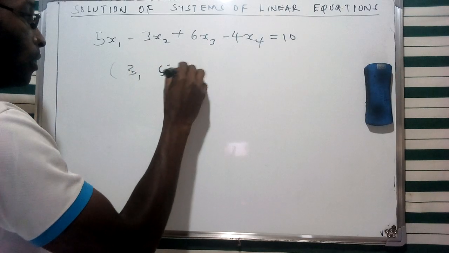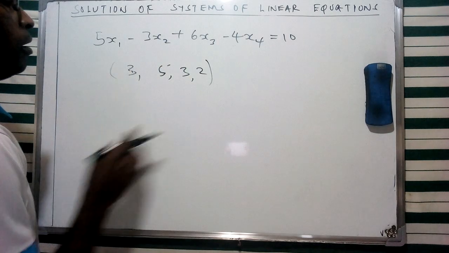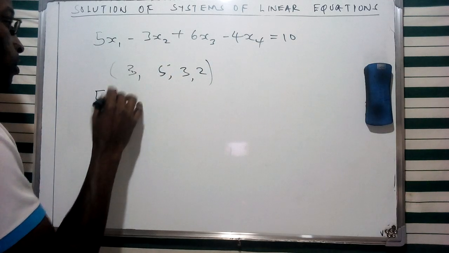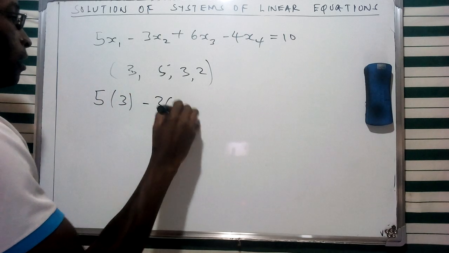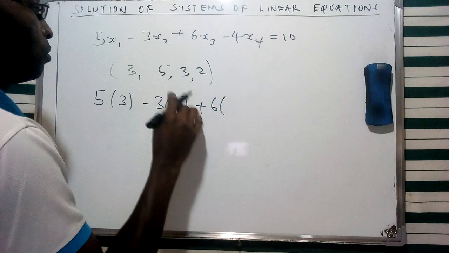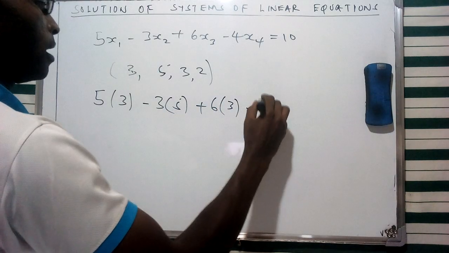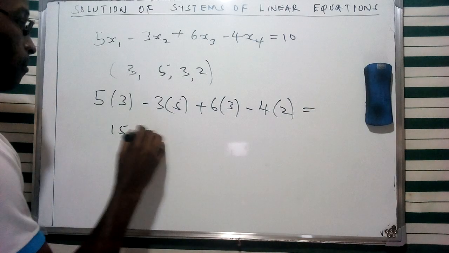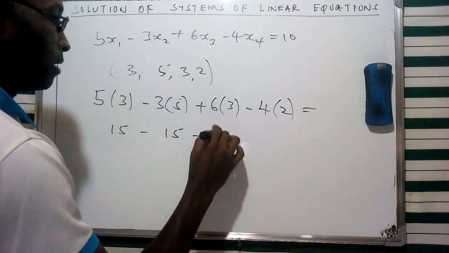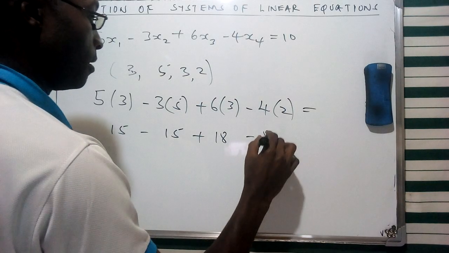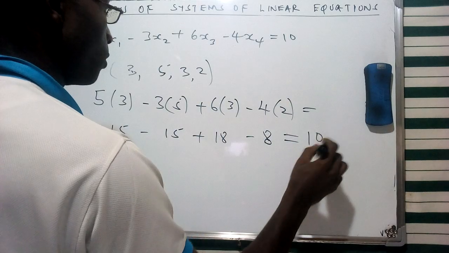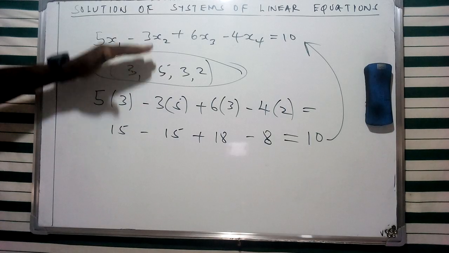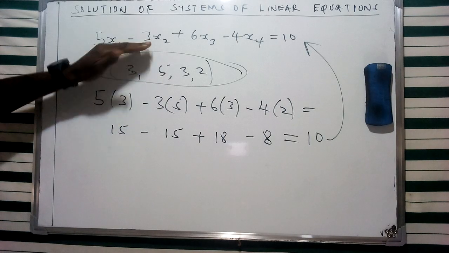Now, in this case, if we take this one as a solution of this specific linear equation, then we're going to confirm that by doing a substitution: 3 times 5, minus 3 times 5, plus 6 times 3, going in that specific order, and minus 4 times 2. So this is going to be given as 15 minus 15 plus 18, and then minus 8, and this is going to give us 10. So therefore, this specific range of numbers which I've given in this ordered way are going to form a particular solution to this linear equation.